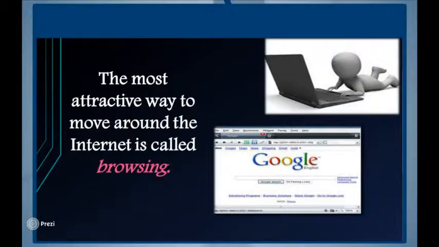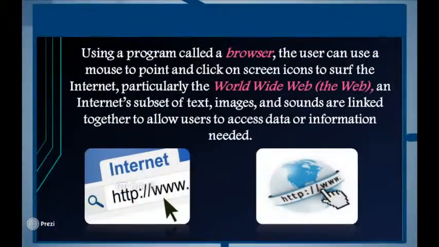The most attractive way to move around the internet is called browsing. Using a program called a browser, the user can use a mouse to point and click on the screen icons to surf the internet. Particularly, the World Wide Web, or the web, an internet subset of text, images, and sounds, are linked together to allow users to access data or information needed.